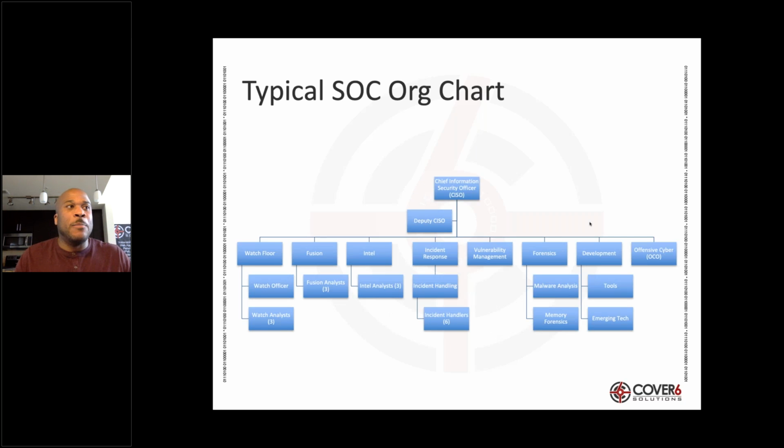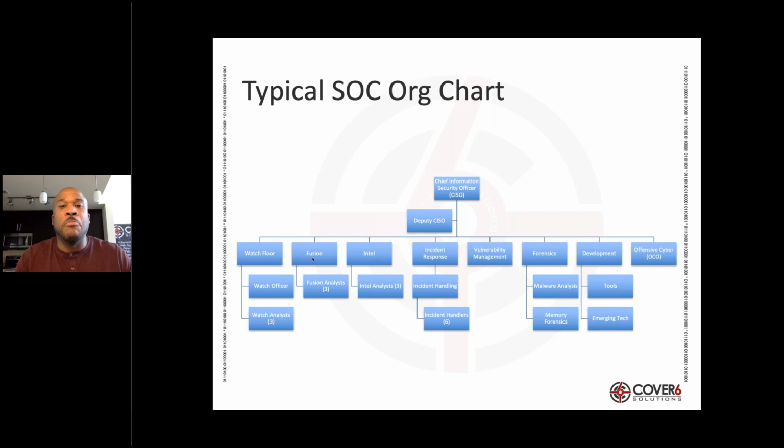Then what does a typical SOC organization look like? A lot of it is going to be based on the needs of the organization, the amount of funding that they have, and the amount of people and tool sets that they have. But essentially, this is like a rough draft of an org chart. So of course, you'll have your individual in charge along with a deputy, and you'll have some of your main sections.